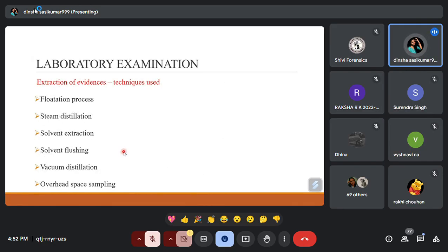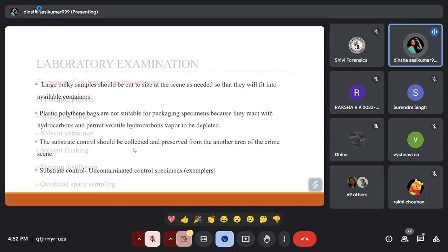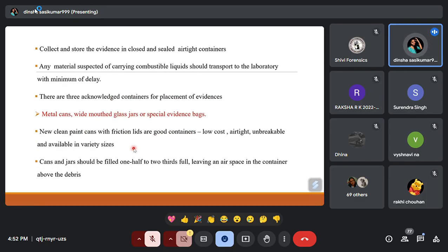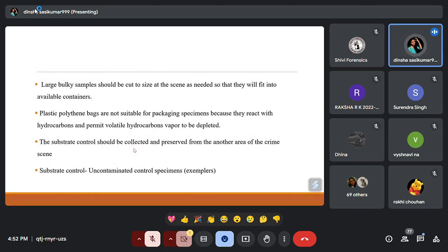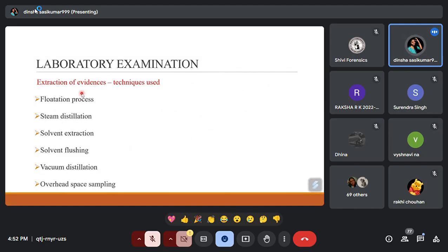So the next is laboratory examination. After we collect the evidences and package them, when they get into the lab, we have to examine them in detail. So when the evidences are submitted into the laboratory, first of all, we have to extract the ignitable liquid residues from the debris that we have collected from the arson scene.